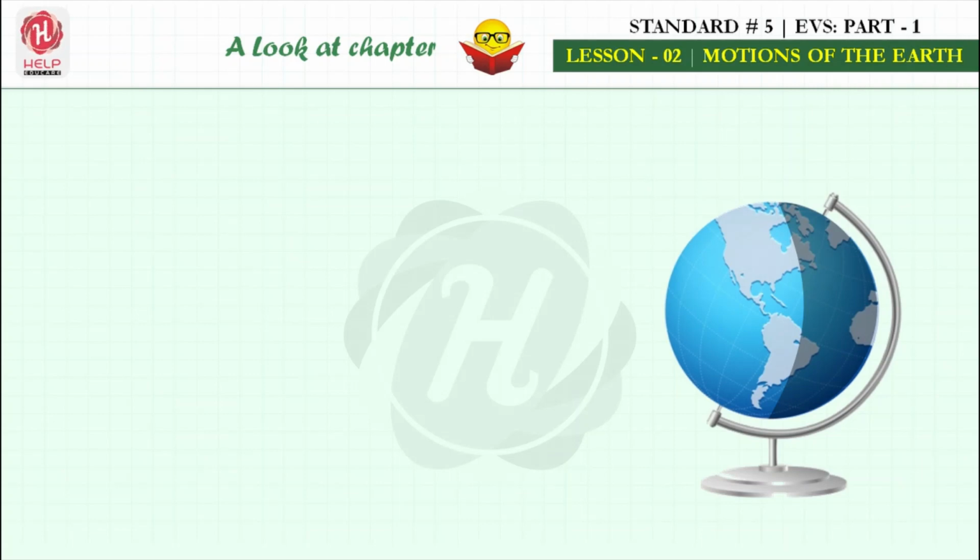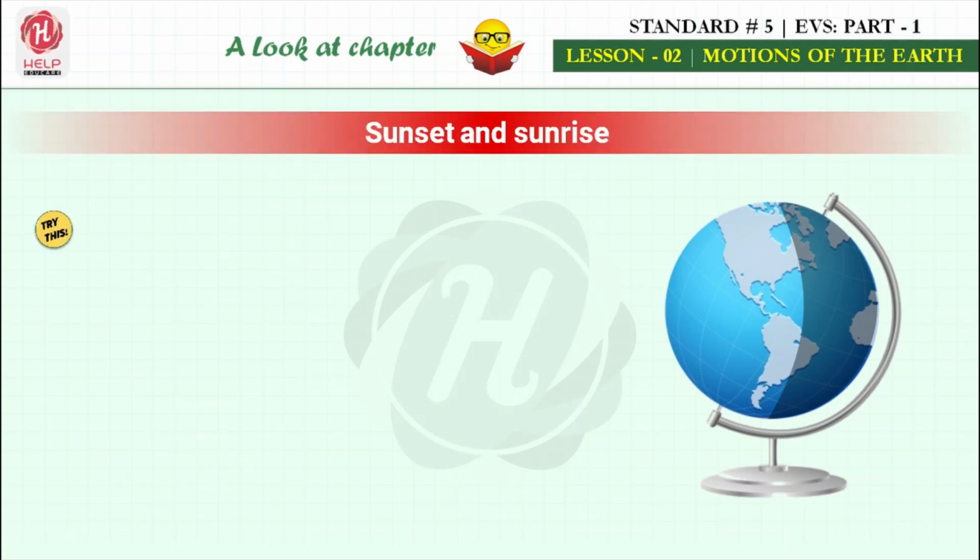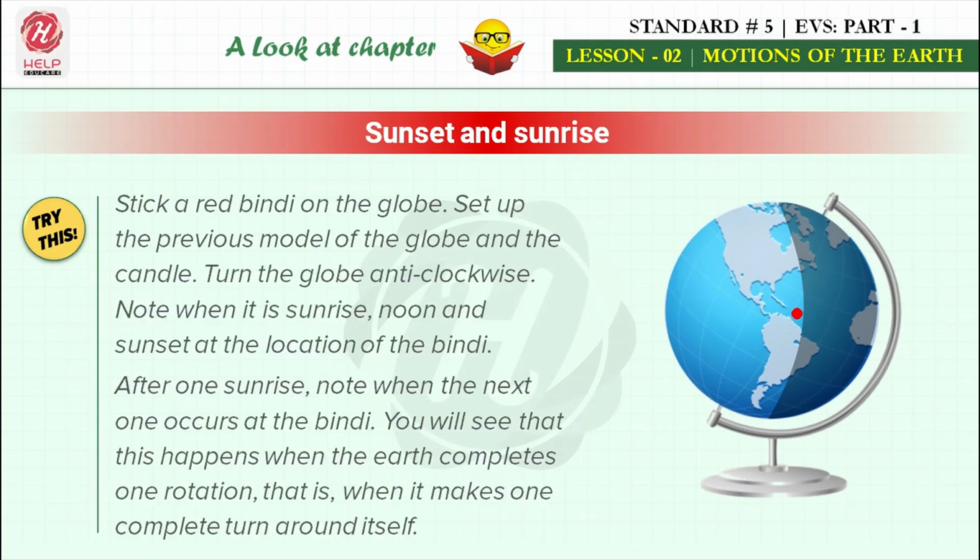Students, now we will try to understand sunset and sunrise by this activity. Stick a red bindi on the globe. Set up the previous model of the globe and the candle. Turn the globe anti-clockwise. Note when it is sunrise, noon and sunset at the location of the bindi. After one sunrise, note when the next one occurs at the bindi. You will see that this happens when the Earth completes one rotation, that is, when it makes one complete turn around itself.